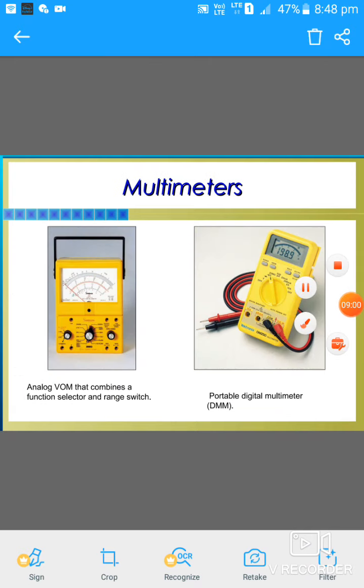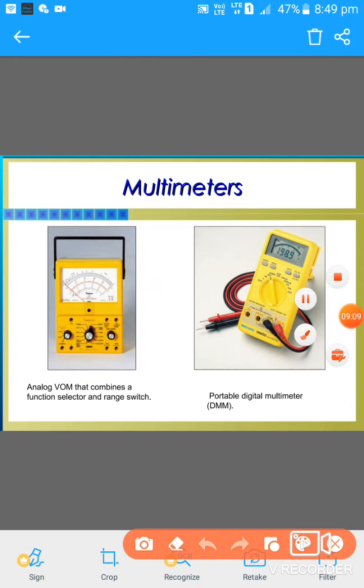This one is the diagram of the multimeter. This one is the volt ohm multimeter or analog multimeter, and this one is the digital multimeter.